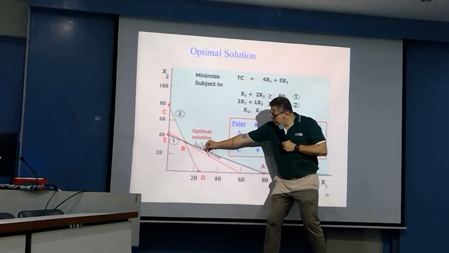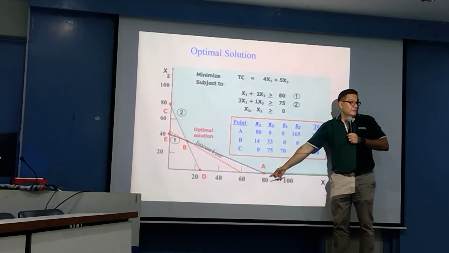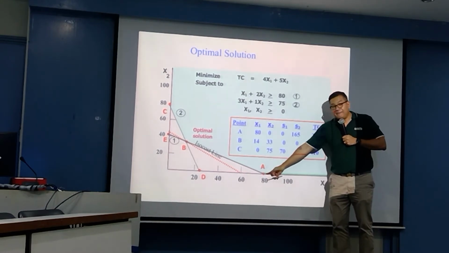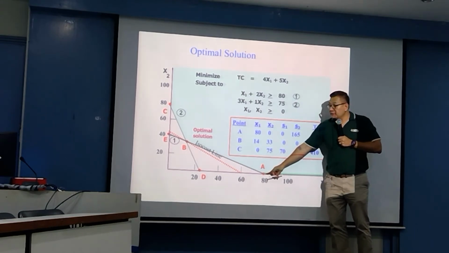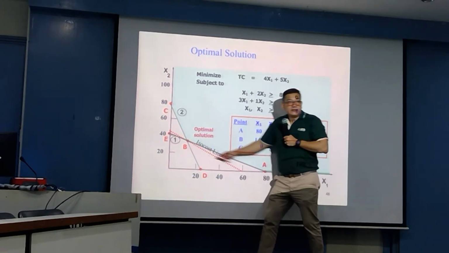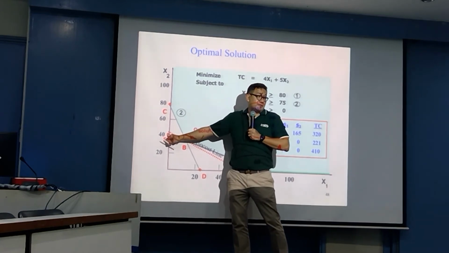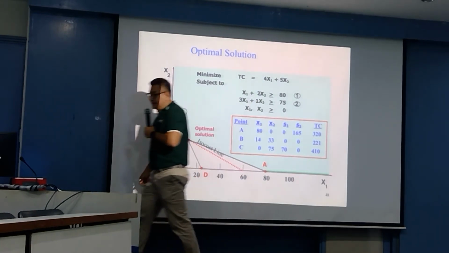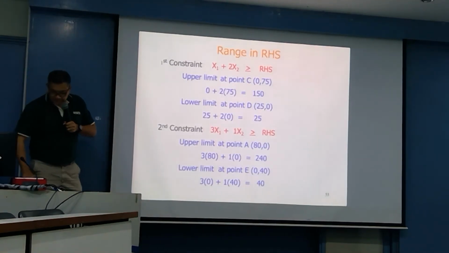Upper limit, you slide point A. Okay, point A provides you with the upper limit for constraint 2. How about the lower limit for constraint 2? You fix 1, right? Then you slide 2 along with 1, point E. Okay. So finally, this is a solution, as I mentioned.